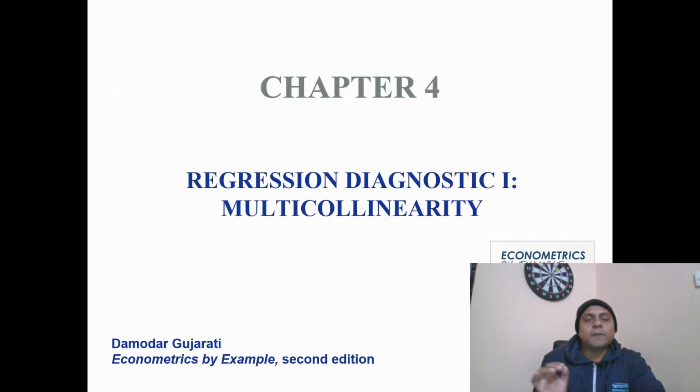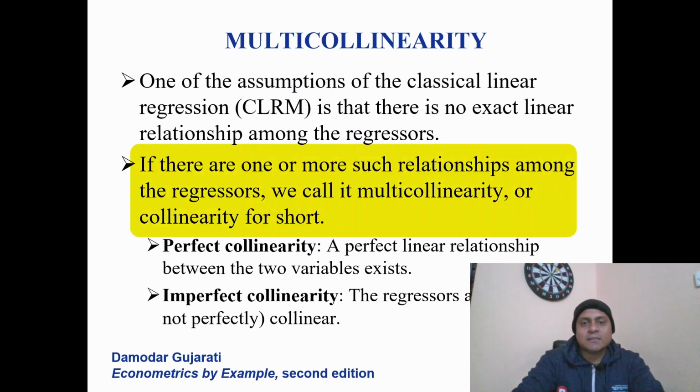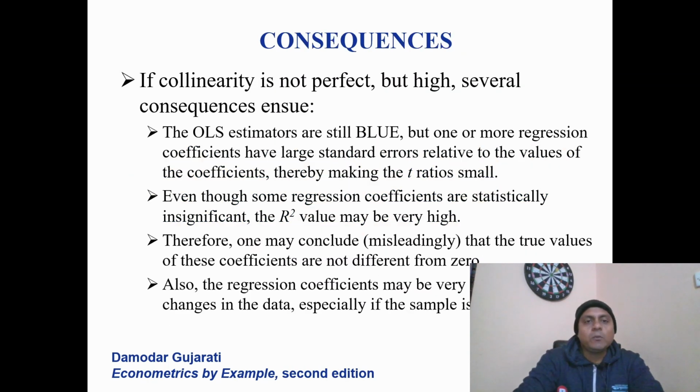Now chapter 4 is discussing regression diagnostics. It is very important, once you run a linear regression, to check all the assumptions. Once you check all the assumptions, you are able to say whether your model is the best fit for your analysis. The first one is called multicollinearity. And what is multicollinearity? Multicollinearity means that two regressors or explanatory variables are highly correlated. If there are one or more such relationships among the regressors, we call it multicollinearity. What will be the consequences?